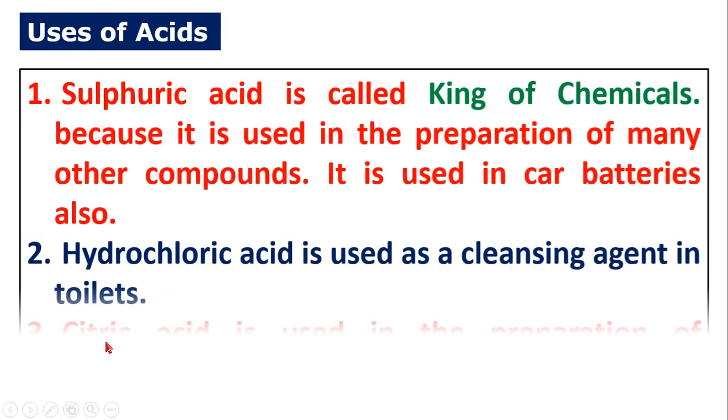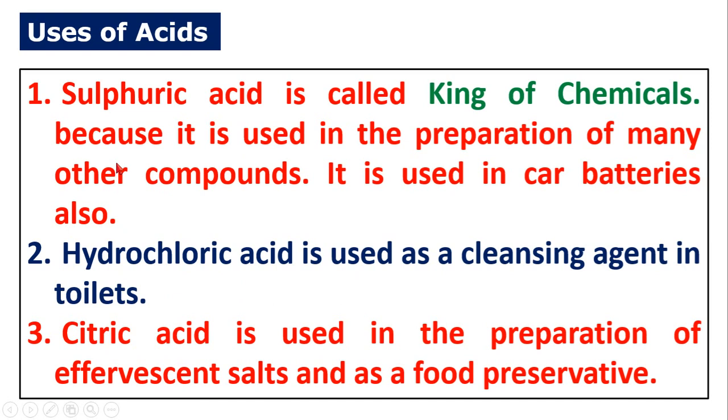Now come to the last topic, that is uses of acids. The first one, sulfuric acid, H2SO4, is called the king of chemicals because it is used in the preparation of many other compounds such as sulfur dioxide and sulfur trioxide. It is also used in car batteries. The second one, hydrochloric acid, HCl, is used as a cleansing agent in toilets. The third one, citric acid, is used in the preparation of effervescent salt, sodium carbonate and sodium bicarbonate, and it is also a food preservative.